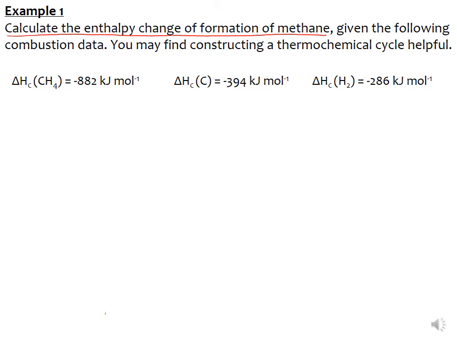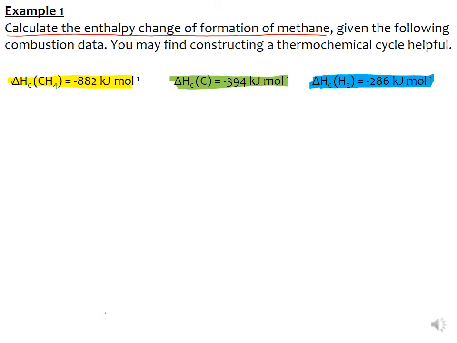It then gives us some data, given the following combustion data. And we've got some nice combustion data just here. We've got the value for the combustion of methane, a value for the combustion of carbon, and a value for the combustion of hydrogen. Now, exam technique, remember: highlighting just to make information clearer. I've highlighted that in different colours so that it's clear in my head. What we've also got is the actual question: calculate the enthalpy change of formation of methane.